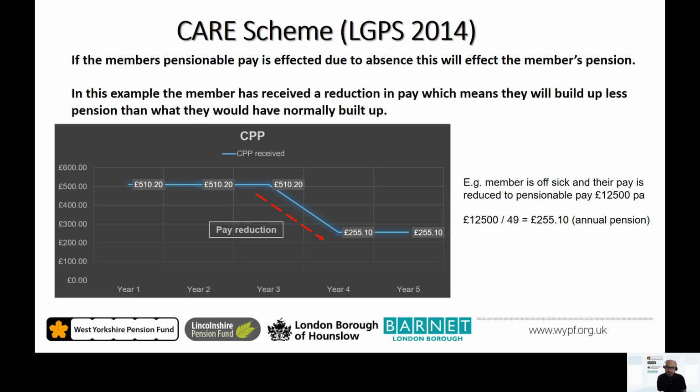Where a member's pensionable pay is affected due to absence, this will affect the pension that member builds up. So, for example, should the member have suffered a reduction in the pensionable pay they receive as a result of sickness, their pensionable pay reduces to £12,500. So, based on a 49th, the annual pension this would purchase would be £255.10. As you'll see from the slide, there is a significant drop in the pension the member will be building up.